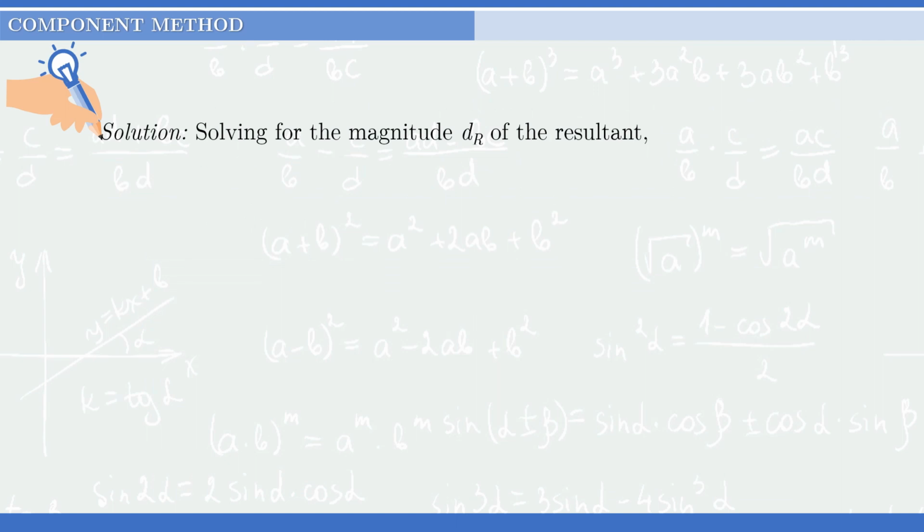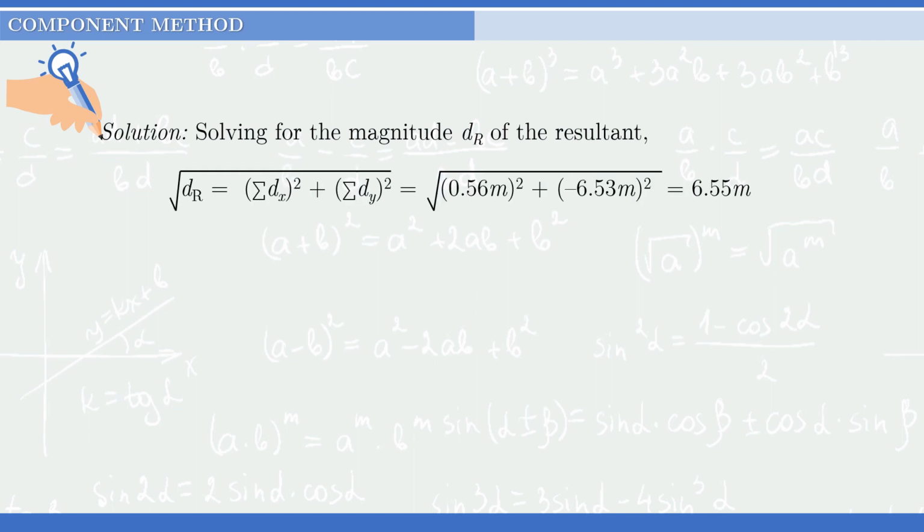Next, solving for the magnitude R of the resultant, we now follow the third step and use the Pythagorean theorem. We have R equal to the square root of the summation of v sub x squared plus the summation of v sub y squared. Substituting the values, we have the square root of 0.56 meters squared plus negative 6.53 meters squared, and that yields 6.55 meters.